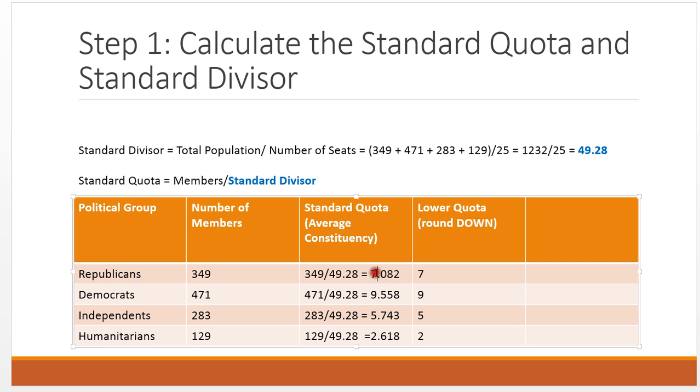Our first step is always to look at this whole value. That's a 7. This whole value is a 9, and so on and so forth. In other words, we round down whatever value we get to determine the exact number of seats that we know each group is going to get for sure, before we then decide how to divvy out the leftover seats. So the Republicans get their 7 seats, Democrats get 9, the Independents get 5, and the Humanitarians get 2. We don't look at the decimal portions at all when we do this.